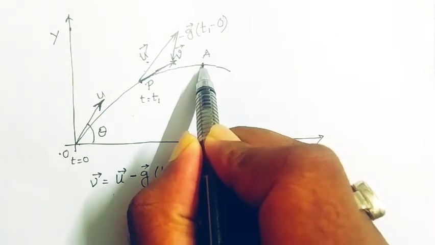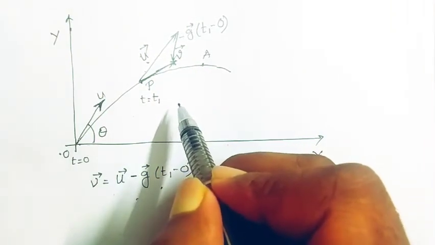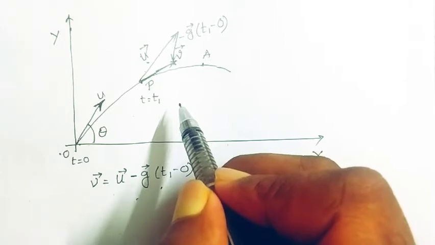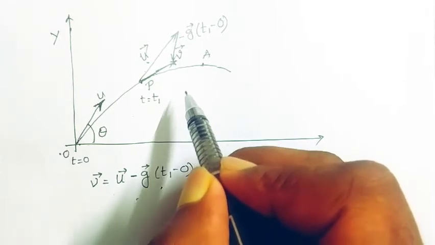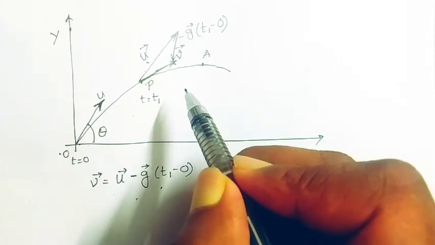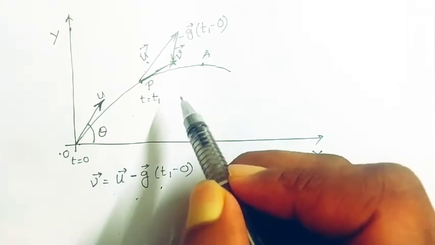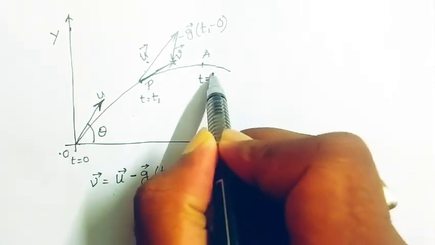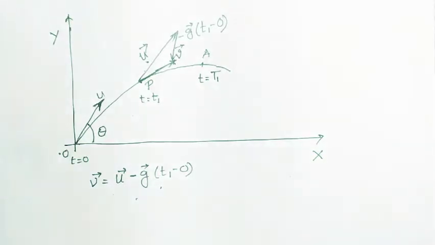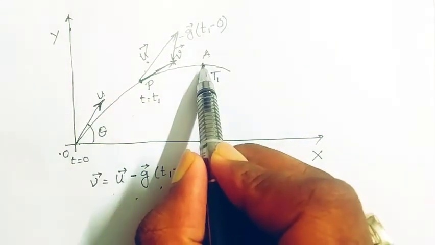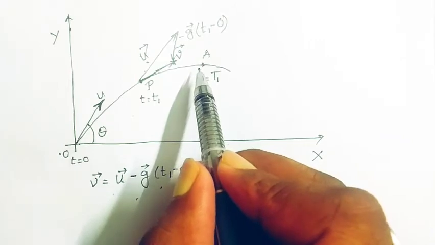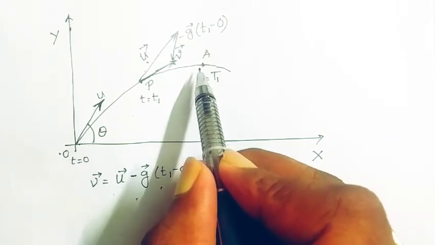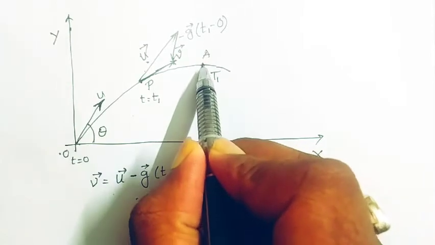Now the particle is at the point capital A. What is capital A? Capital A is the position of maximum height. When the particle reaches this maximum height, from the previous lectures you know that the particle will reach here when small t equals capital T1. And what is capital T1? Time of ascent. When this particle is at the maximum height, which component of velocity is 0? Vertical component of velocity is 0. Horizontal component remains as it is.